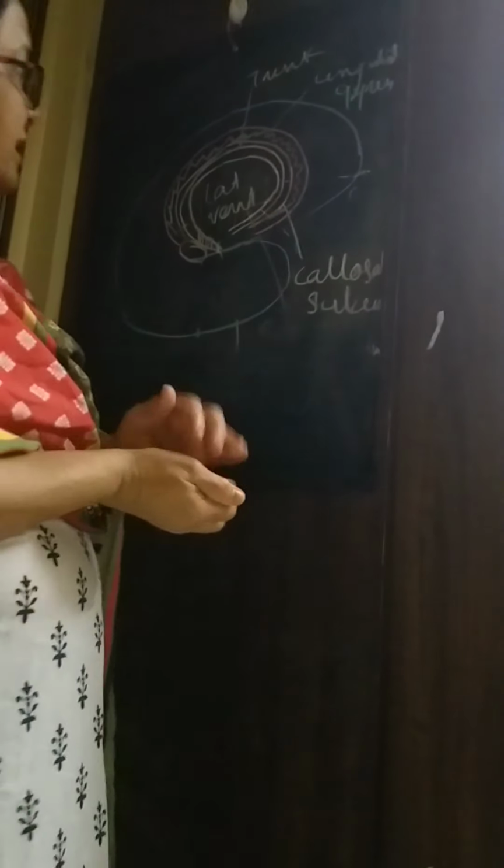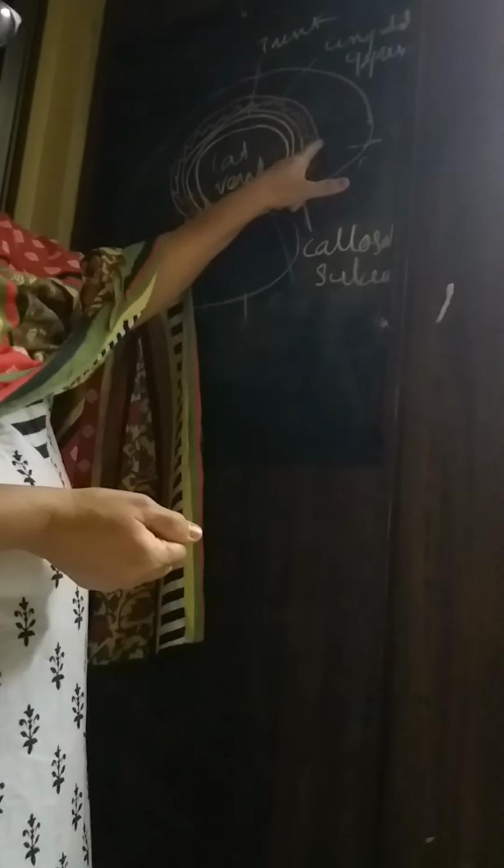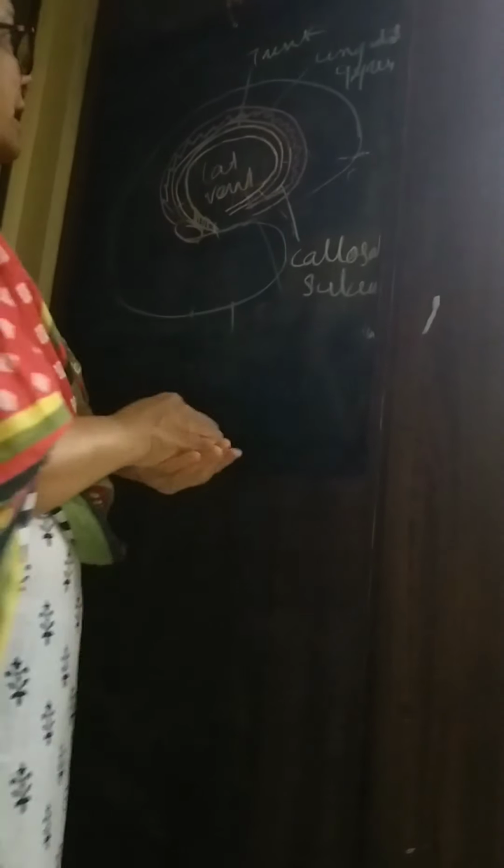We have the corpus callosum, the callosal sulcus, the cingulate gyrus, and the cingulate sulcus. Now this empty portion which is remaining, we draw an imaginary line to separate it from the occipital and temporal lobe.